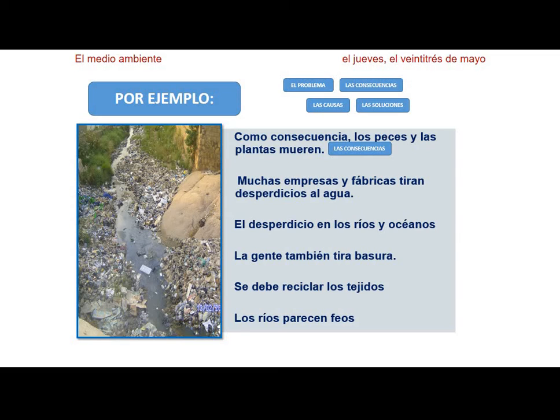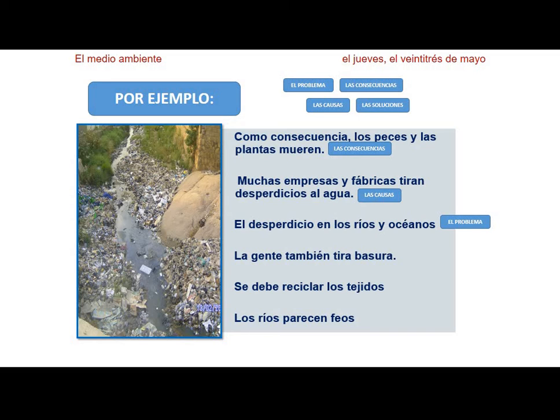Muchas empresas y fábricas tiran desperdicios al agua. Right, so many businesses and factories throw waste in the water. That's a cause. Next, el desperdicio en los ríos y océanos. That is the problem. The waste that you find in the rivers and waters.